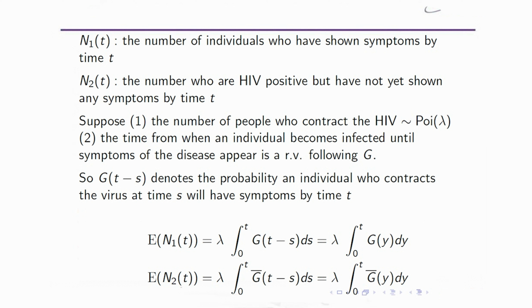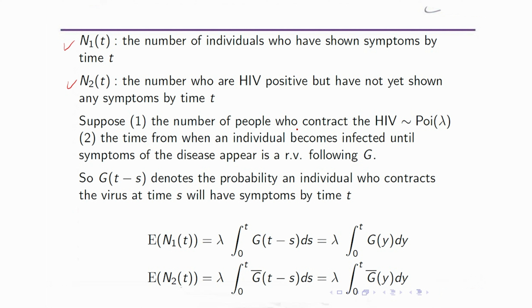Now, we let N1(T) represent the number of individuals who have shown symptoms by time T, and N2(T) represent the number who are HIV positive but have not yet shown any symptoms by time T. So every patient who has contracted the HIV virus can be divided into two categories. The first category is those who have shown symptoms, and the second category refers to those who have not shown symptoms.